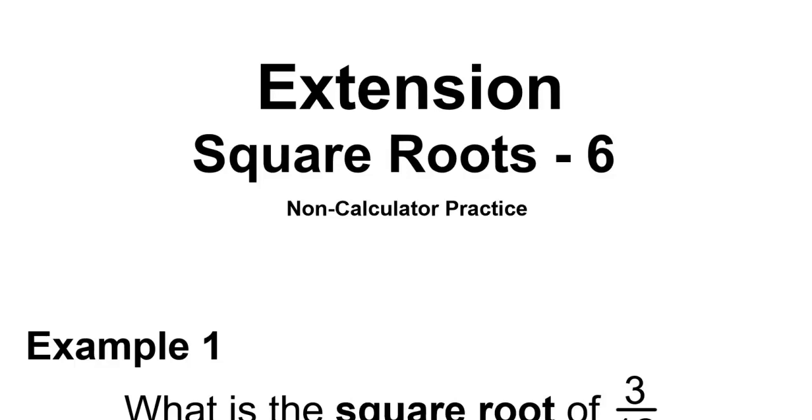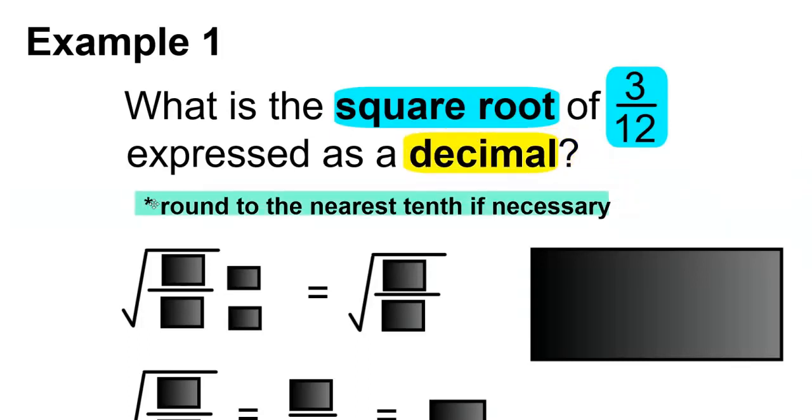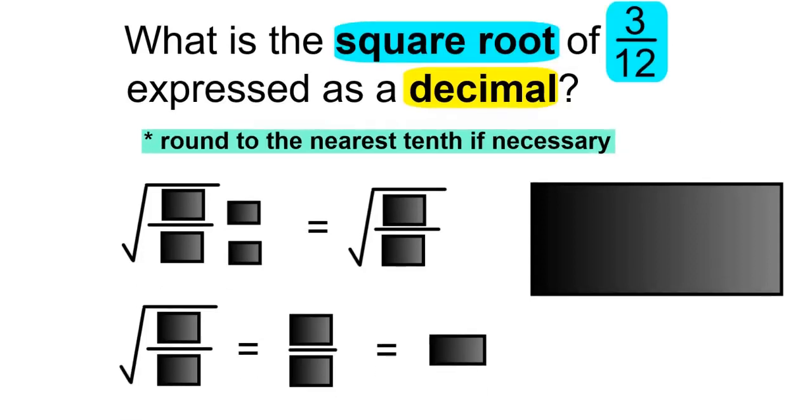Extension square root 6, non-calculator practice. Example 1. What is the square root of 3 over 12 expressed as a decimal? Round to the nearest tenth if necessary. So take the square root of 3 over 12.